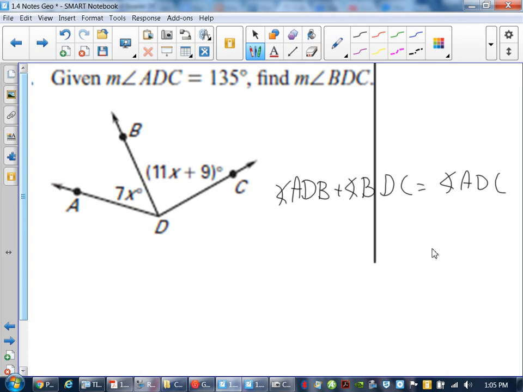All right, you're on the right track. What's ADC? What does it say? So that's equal to 135. Yeah, it said it equals 135.